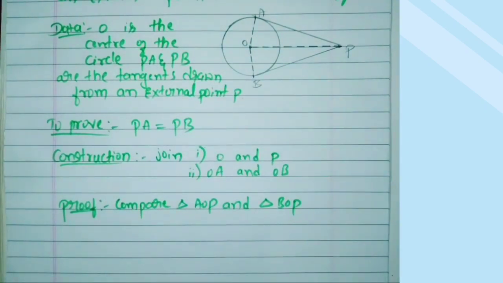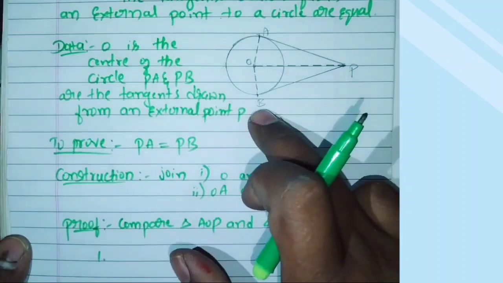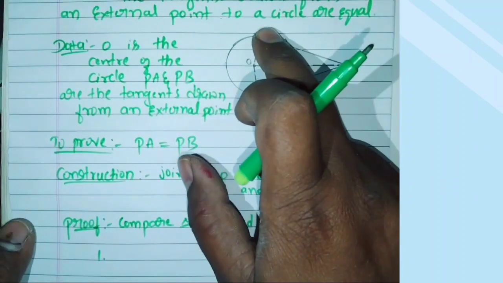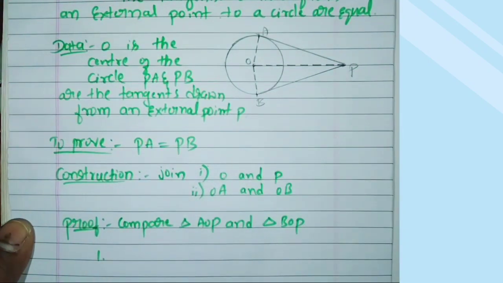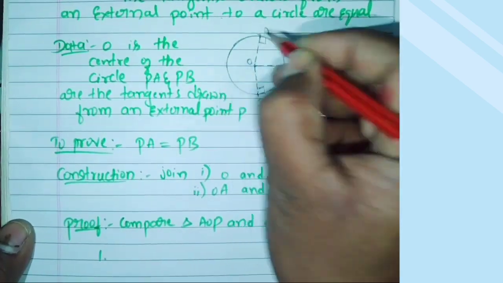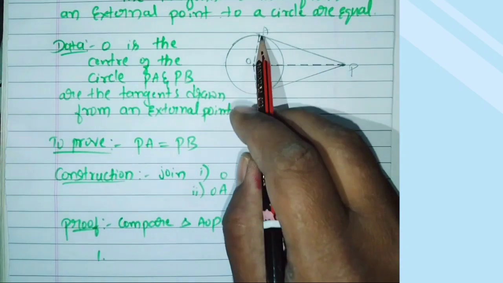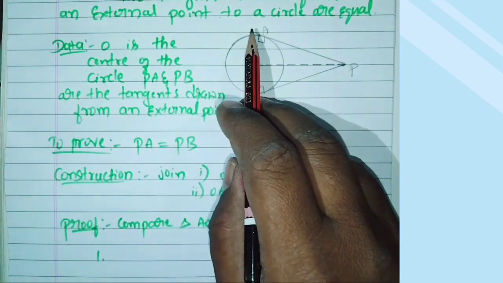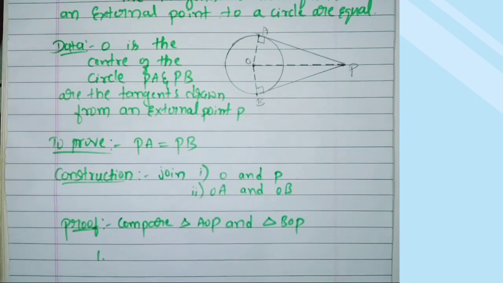Firstly, observe that OA is perpendicular to AP and OB is also perpendicular to BP. So these two are perpendicular. Perpendicular means here angle A is 90 degrees and angle B is also 90 degrees. Is it right? Can you remember according to theorem 4.1? According to theorem 4.1, the radius from the center to a tangent, these angles are perpendicular.